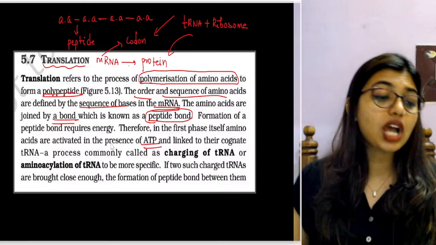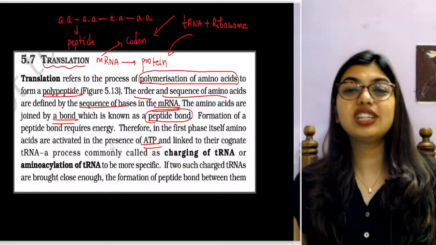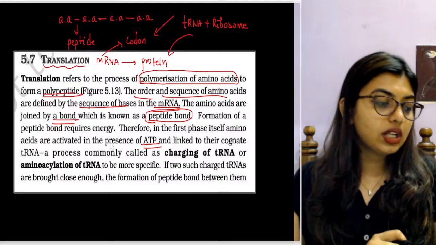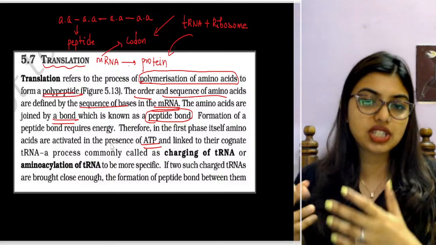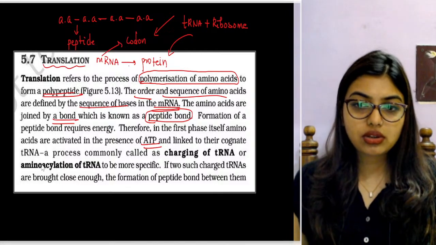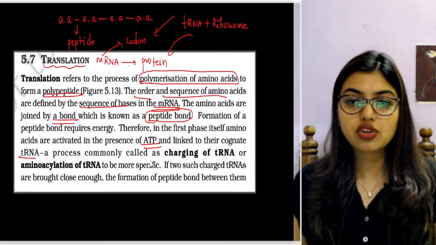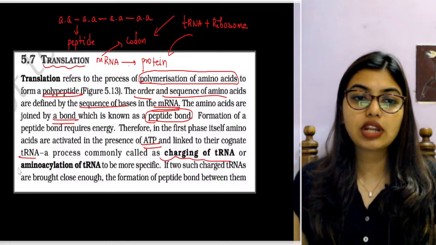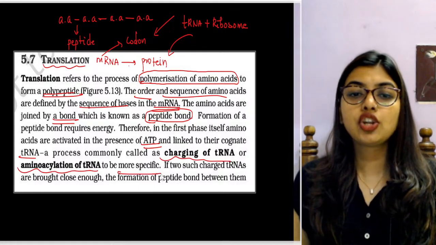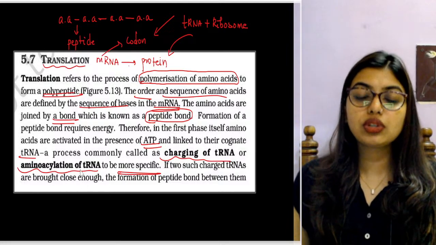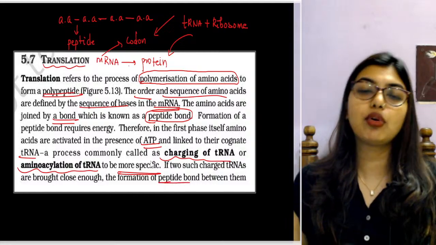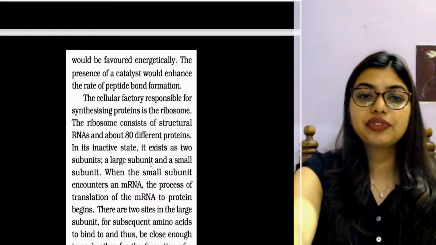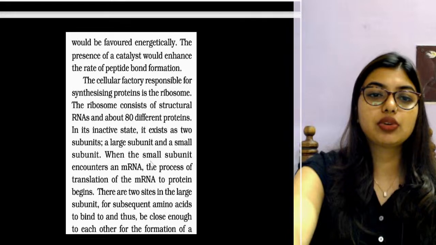Therefore, in the first phase itself, amino acids are activated in the presence of ATP. So first, the charging process will happen. That is called charging of tRNA, where the amino acid will come and bind and charge the tRNA. Linked to the cognate tRNA, a process commonly called charging of tRNA or aminoacylation of tRNA, to be more specific. If two such charged tRNAs are brought close enough, the formation of a peptide bond between them will happen.